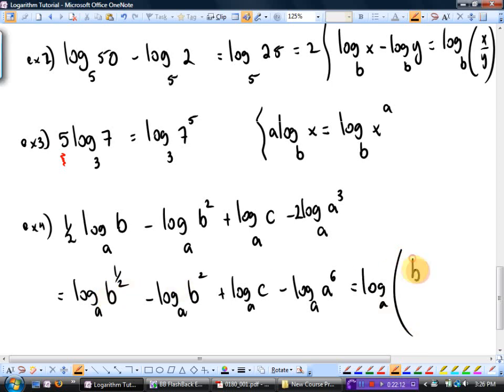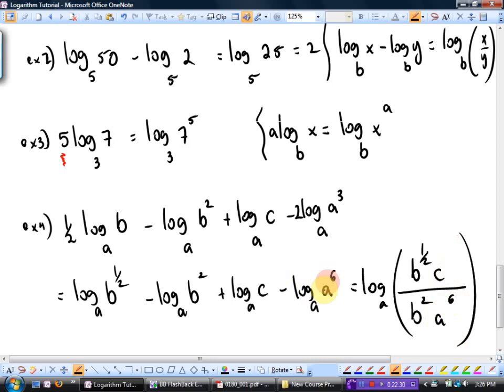Positive on top, negative on the bottom. But now I've taken care of the negative. Positive on top, negative on the bottom.